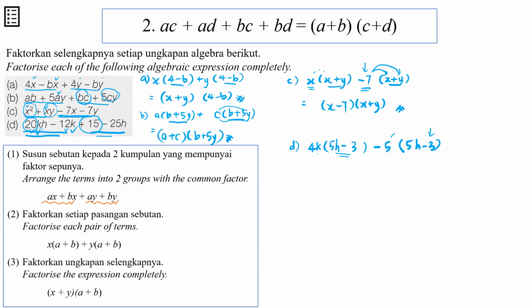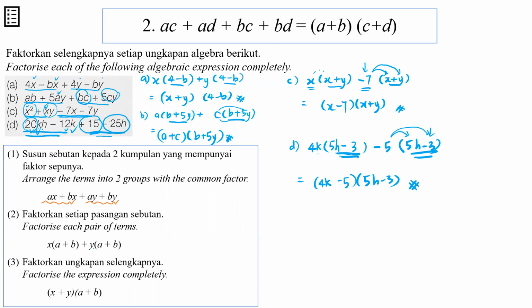Okay? So double check. Do I get the same terms as in the question? Negative 5 times 5h, I will get negative 25h. See? I got negative 25h. Check one more time. Negative 5 times negative 3, I get back positive 15. Okay? Therefore, the common factor can be factorized now. And the first term will be left with 4k. The second term will be left with negative 5.